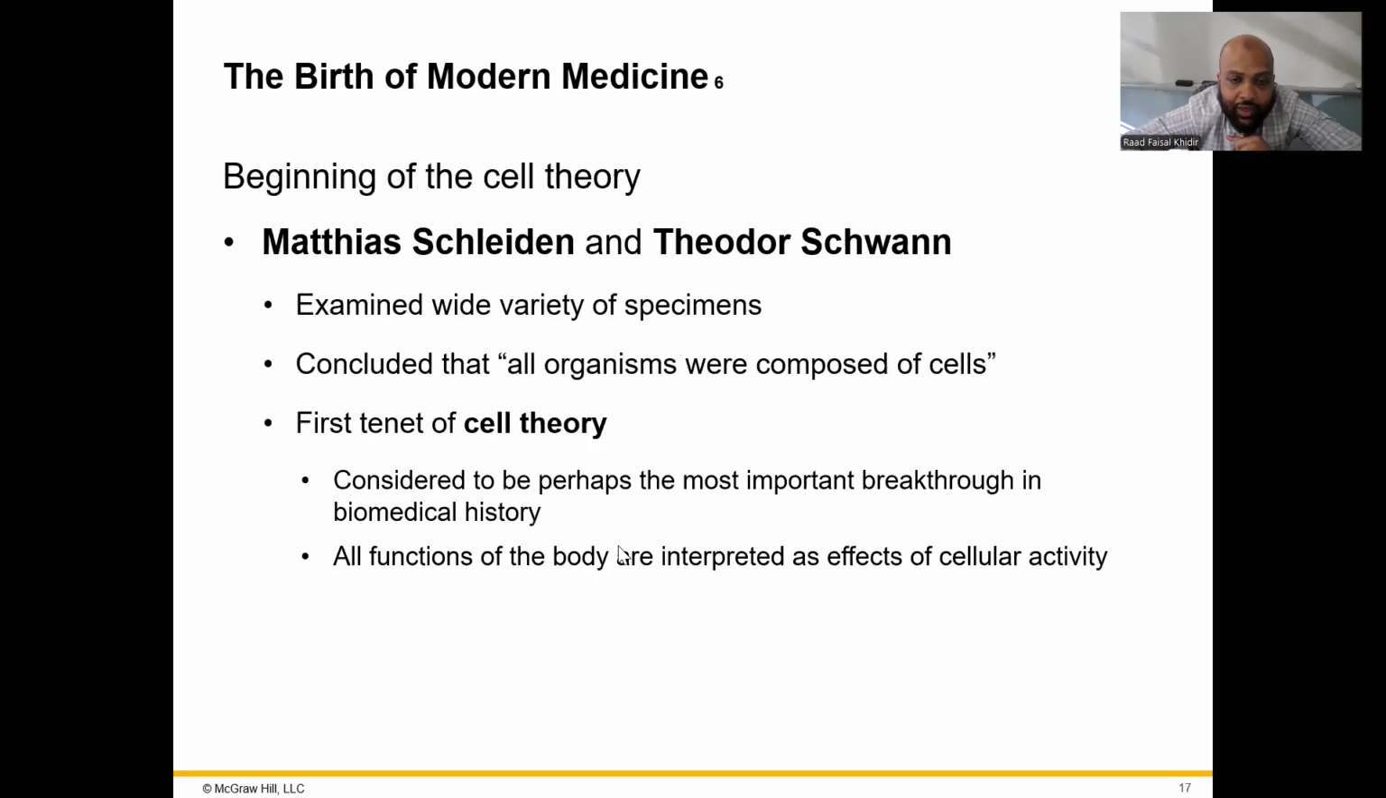Then the cell theory began with Matthias Schleiden and Theodor Schwann. They examined a wide variety of specimens, and they concluded that all organisms were composed of cells. And we talked about that. So all organisms are made up of cells, and all the cells are made up of tissues, and all the tissues give us organs, and all the organs give us an organ system, and the organ system gives us the organism.